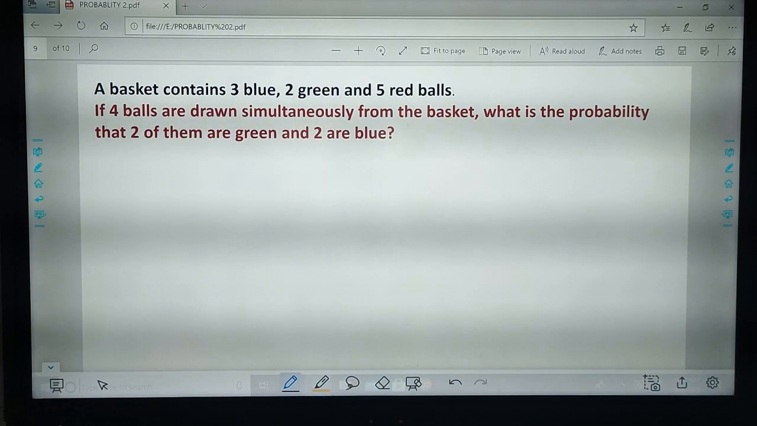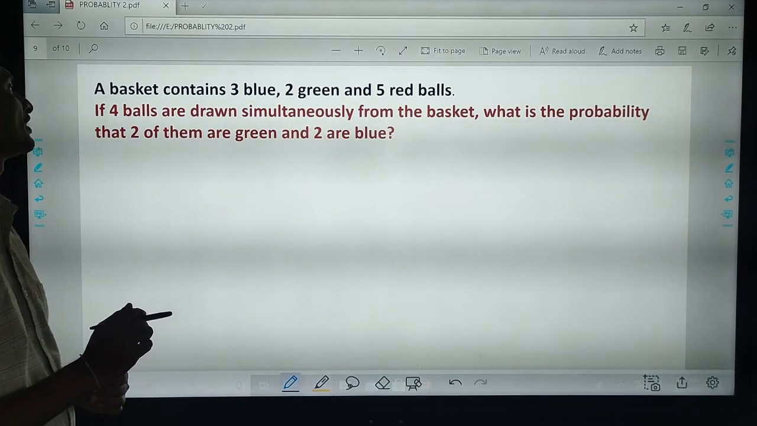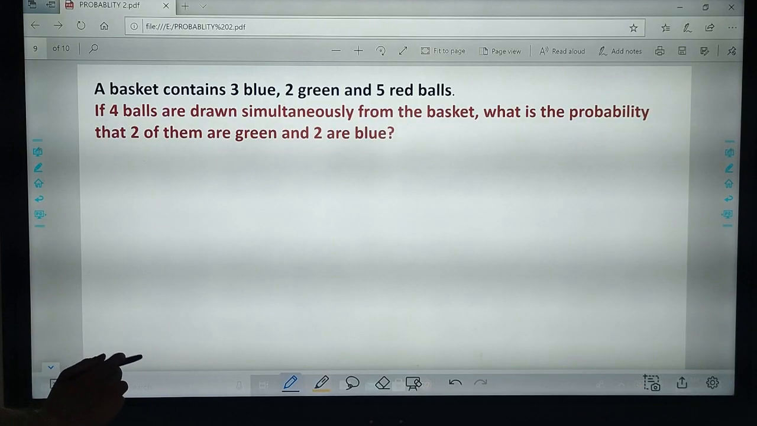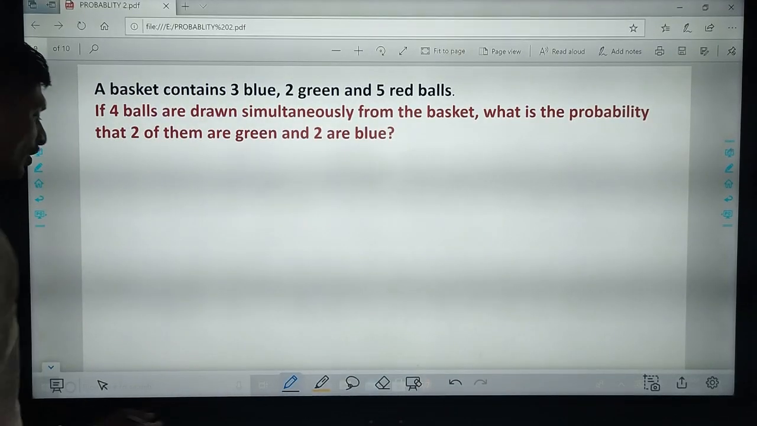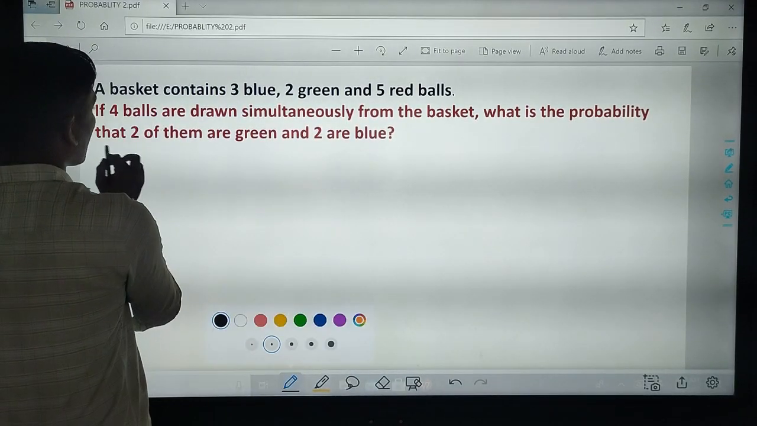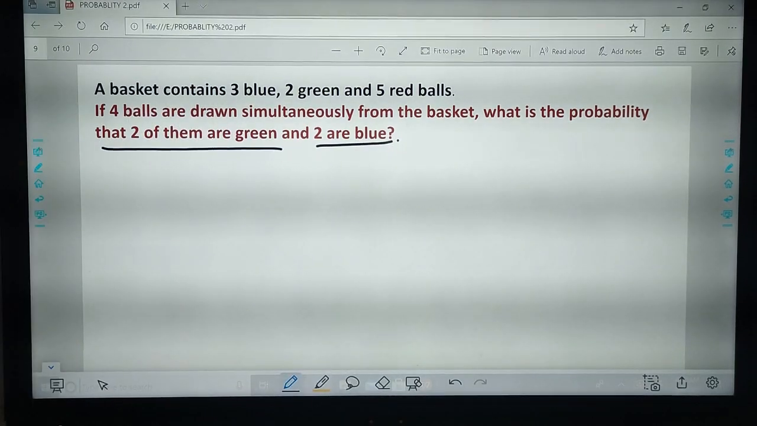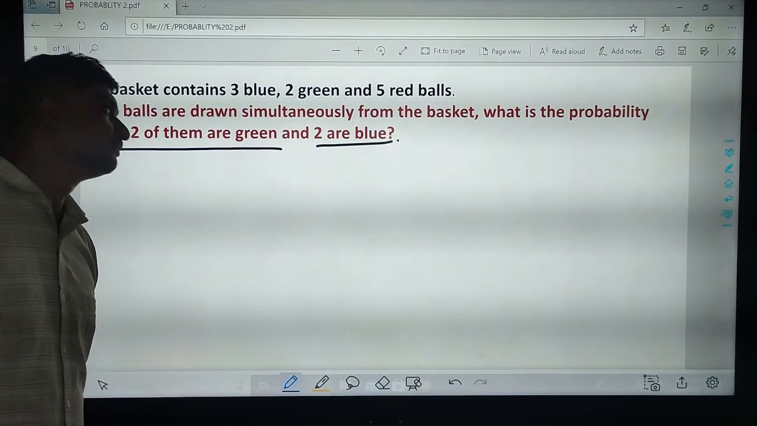A basket contains 3 blue, 2 green and 5 red balls. If 4 balls are drawn simultaneously from that basket, what is the probability that 2 of them are green and 2 are blue? Here definitely 2 of them are green and 2 of them are blue.